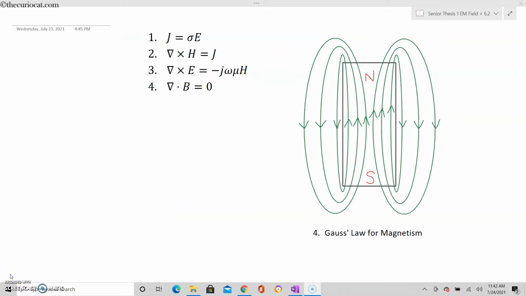The green lines are called magnetic field lines. Outside of the magnet, the magnetic field lines extend from the north end of the magnet to the south end of the magnet. Inside, the magnetic field lines extend from the south end of the magnet to the north end of the magnet, and then it continues in this loop.